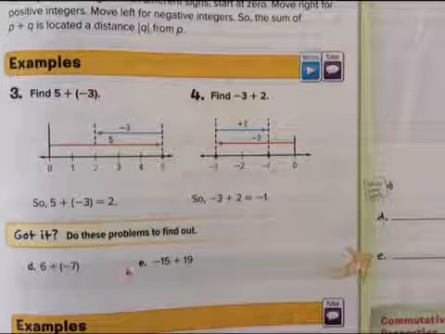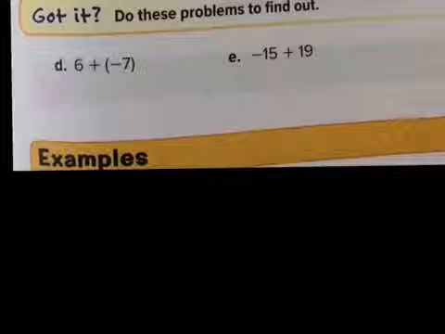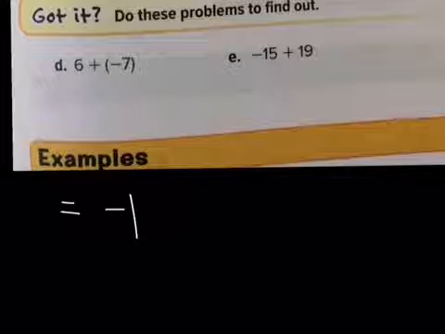Let's try these down here. Okay, so I have 6 plus -7. I have $6, but I spent 7. I end up owing my credit card $1. So I'm negative $1.